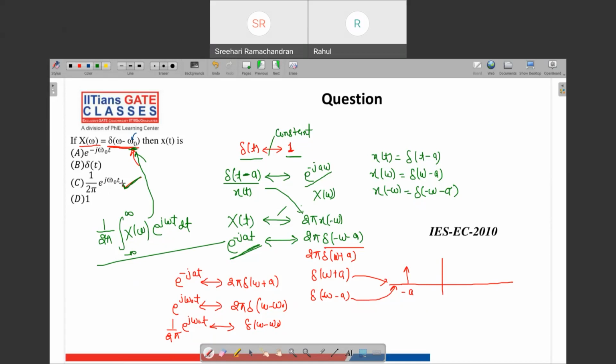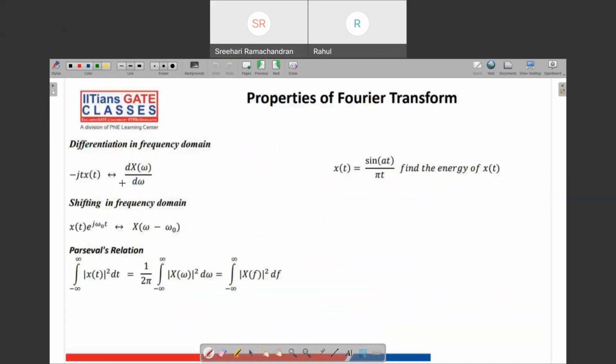Let me go to the next slide then. Now next is the differentiation in the omega domain, or the frequency domain. It will result in multiplication by minus j t. Next is the shifting in the frequency domain. When you shift in the frequency domain, it will result in multiplication by e to the power j omega naught t. So again, this property you can use in the last slide that we saw.